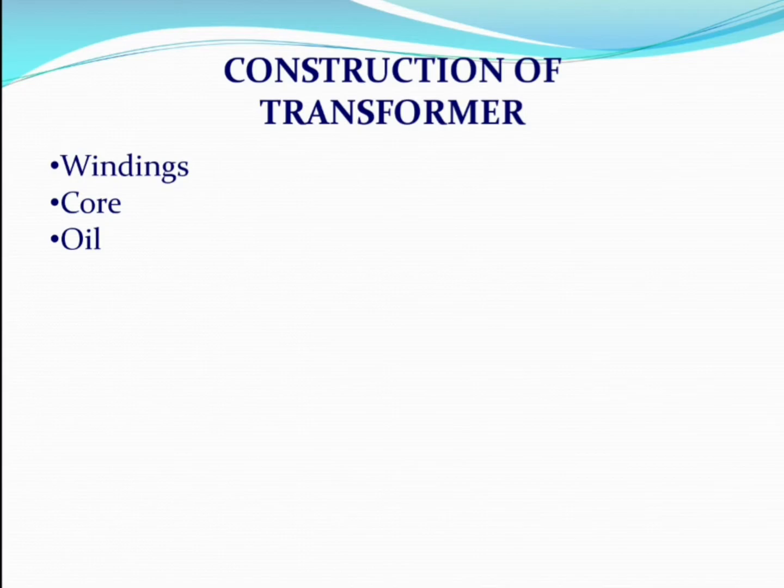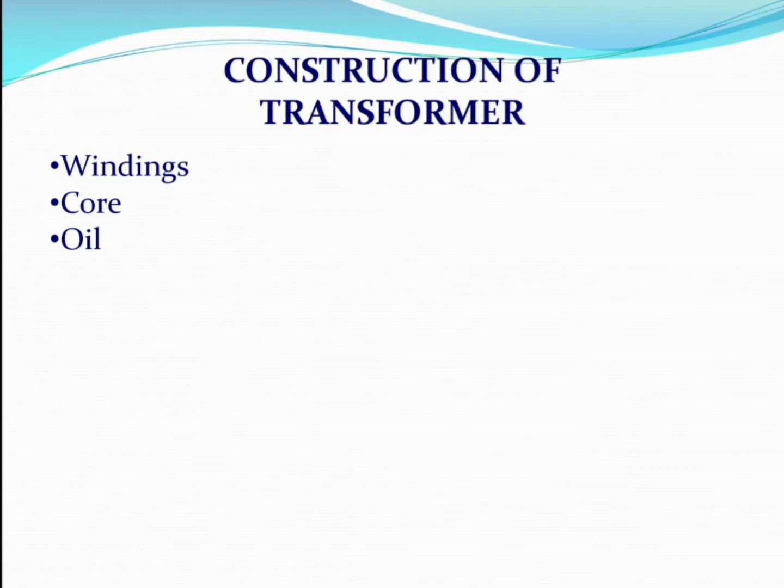Now let's discuss the construction of the transformer. So the construction of the transformer we shall discuss under three topics. The first one is windings. Windings means, I said that there are two coils in the transformer. We have got primary coil, we have got secondary coil. Now this primary coil and secondary coil are wound around an iron core.